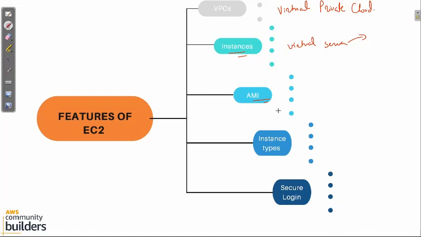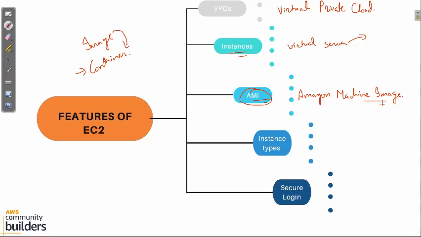Now coming to the most important part, that is AMI. It stands for Amazon Machine Image. If you have an idea about Docker and containers, then you must know what an image and a container are. I have already created a video on what a container is, and how we can create an image from a Dockerfile and then create a container from the image. Likewise, we have this AMI, which is Amazon Machine Image.